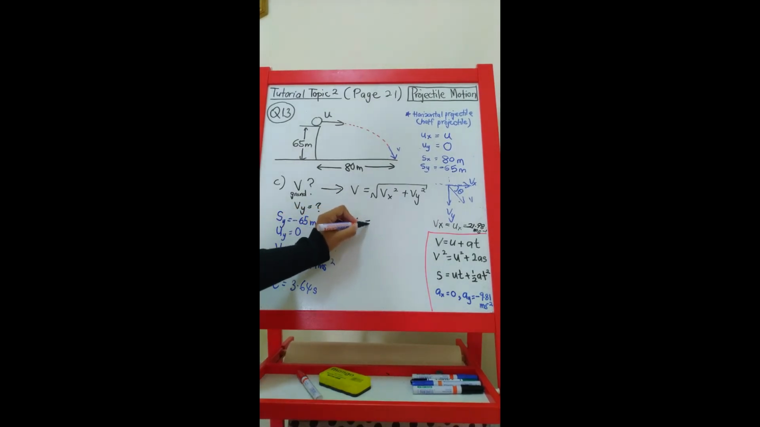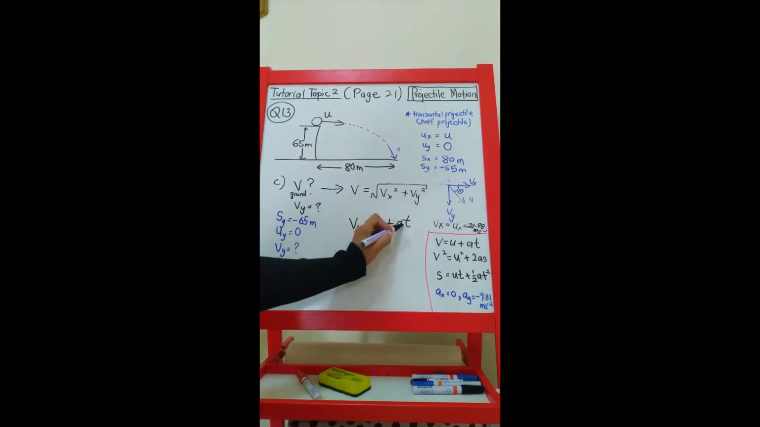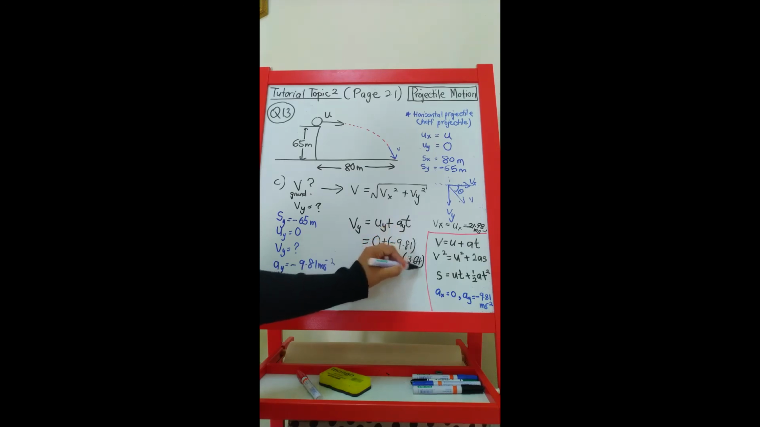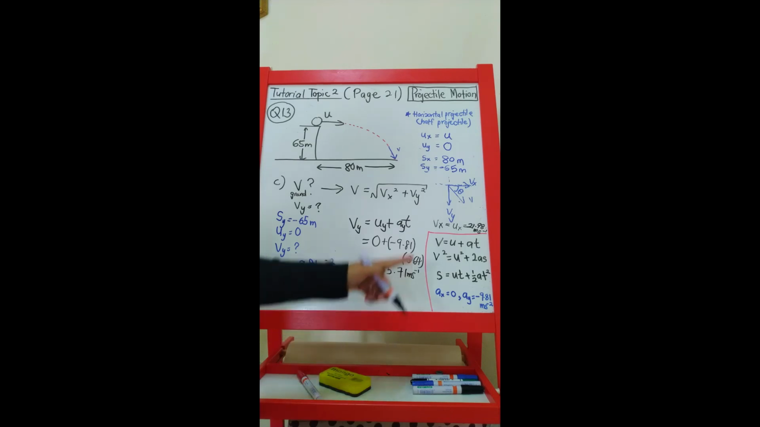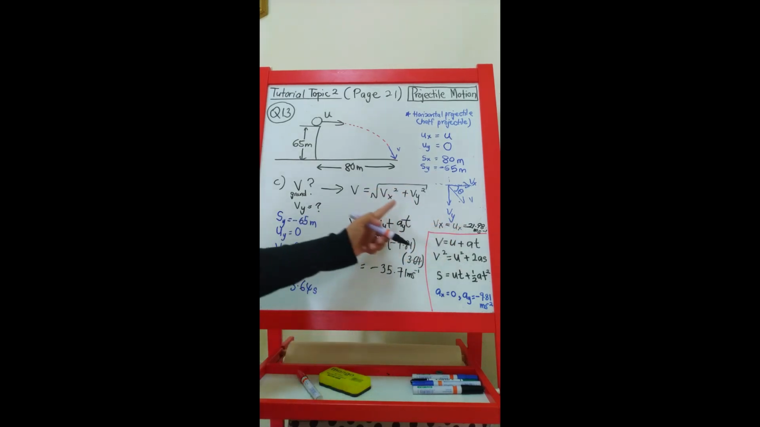V equals u plus at. So label everything. Vy is what we're going to find, uy is 0, ay is negative 9.81, and time is 3.64. Therefore, the answer is negative 35.71 meter per second. But this is the value for vy. This is not the end. We need to substitute vy in here and vx in here.